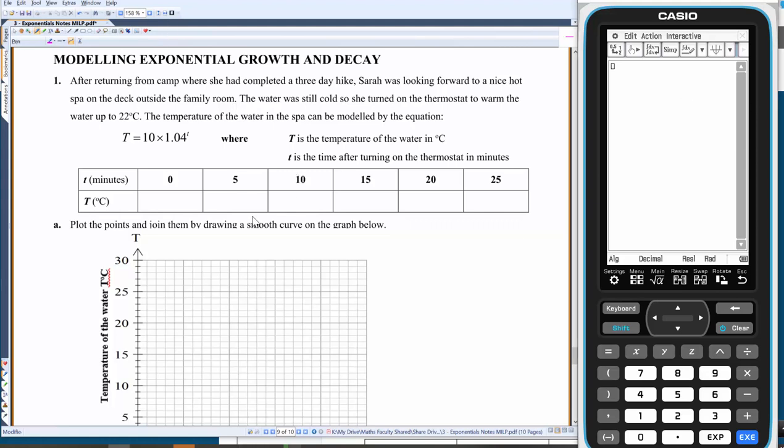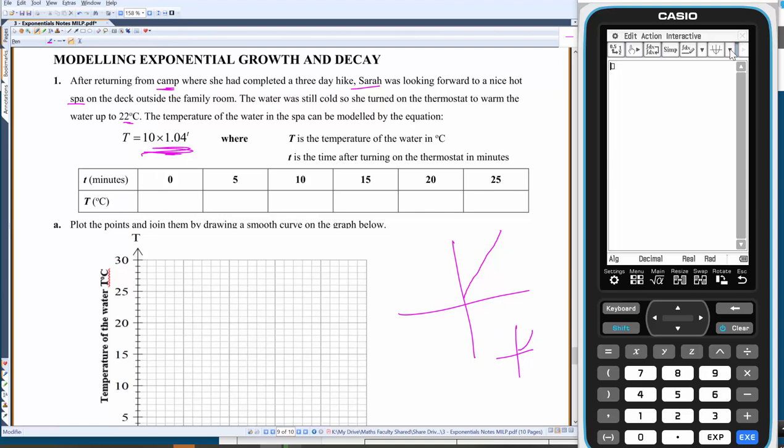So we've got a scenario where, returning from camp, Sarah wanted a nice hot spa, lucky her, on the deck outside the family room. The water was still cold, so she turned on the thermostat to warm the water up to 22 degrees Celsius. The temperature of the spa is modeled by this exponential function. What I'm presuming with my limited understanding of thermodynamics is that when you heat water up, it doesn't go at a linear rate. It will start to increase and then sort of kick like so. So it's modeled by an exponential function.